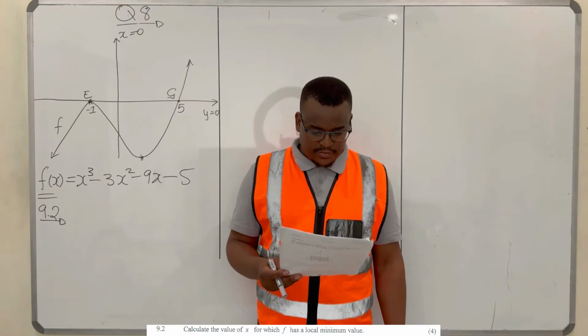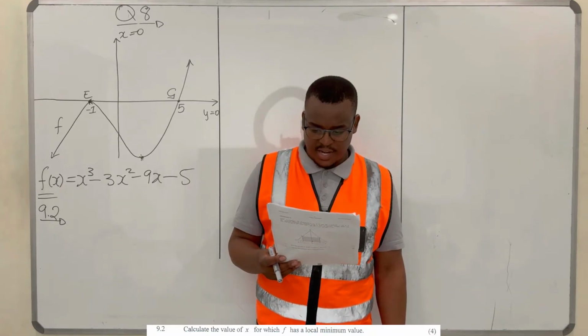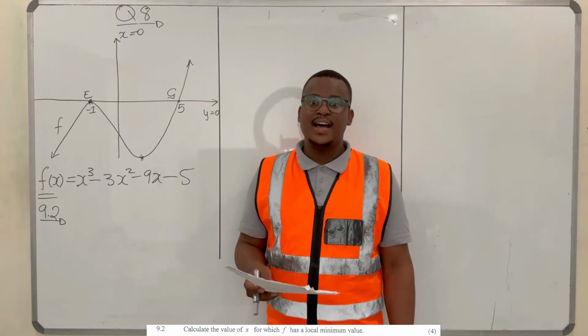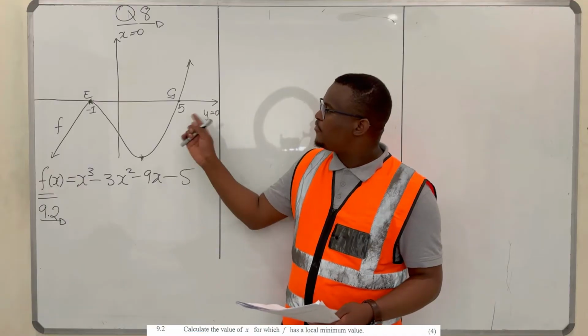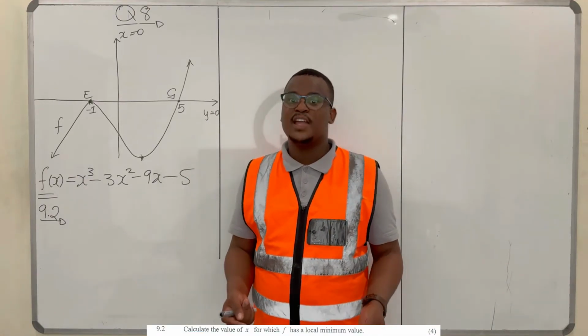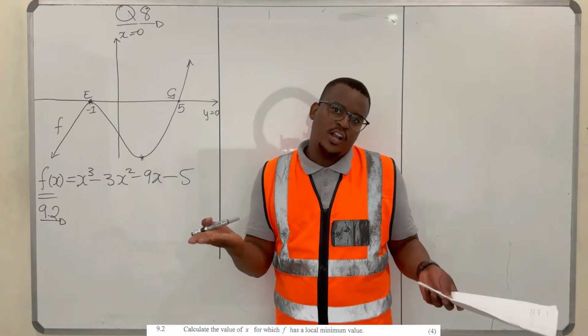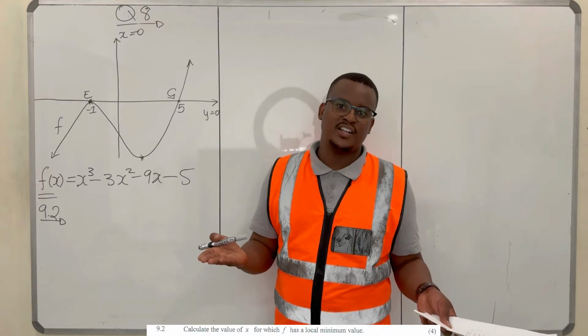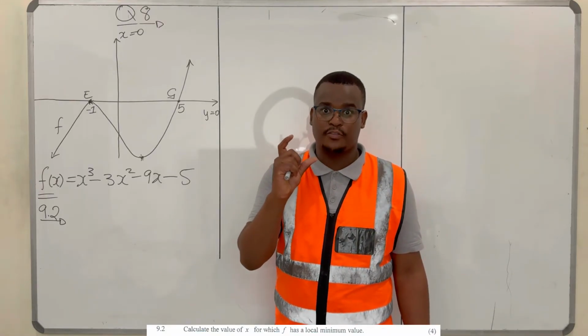So 9.2 reads as follows. Calculate the value of x for which f has a local minimum value. So they want us to find the value of x where our function f has a local minimum value. What is the local minimum value? A local minimum value is the lowest turning point of your function.